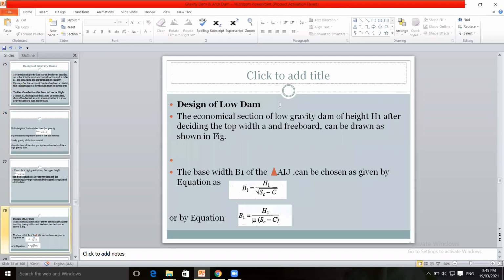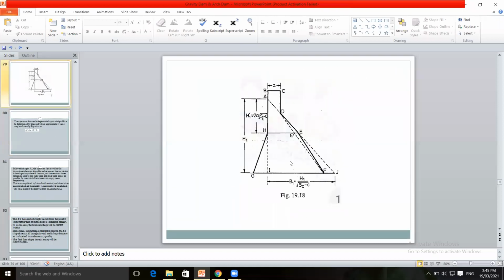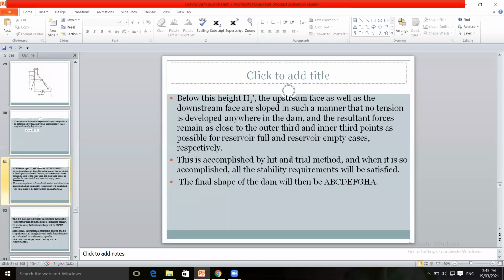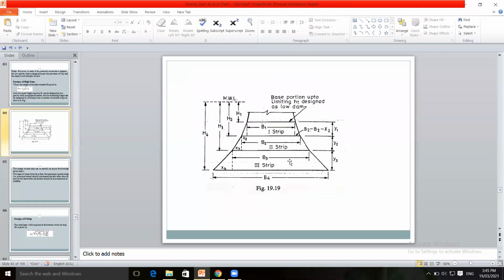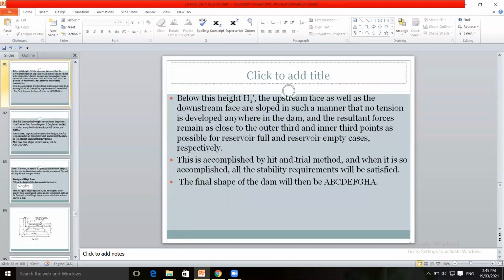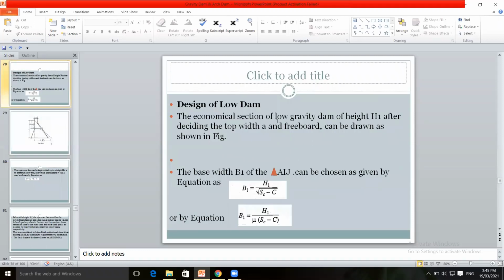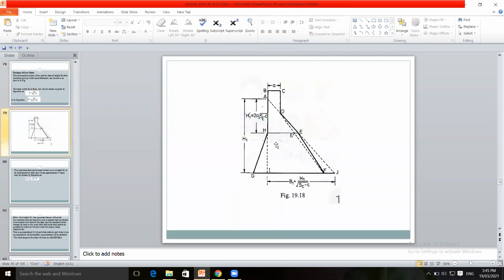Then, design of low gravity dam. If it is a low gravity dam or low dam, what are the design steps? First is the design of a low dam. The economical section of a low gravity dam of height H1, after deciding the top width and freeboard, can be drawn as shown in this figure.